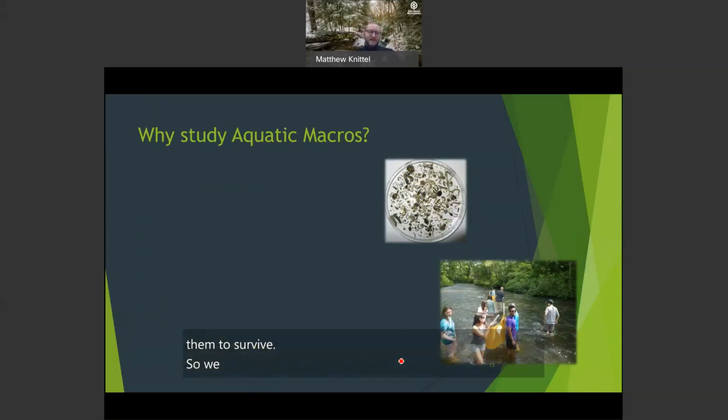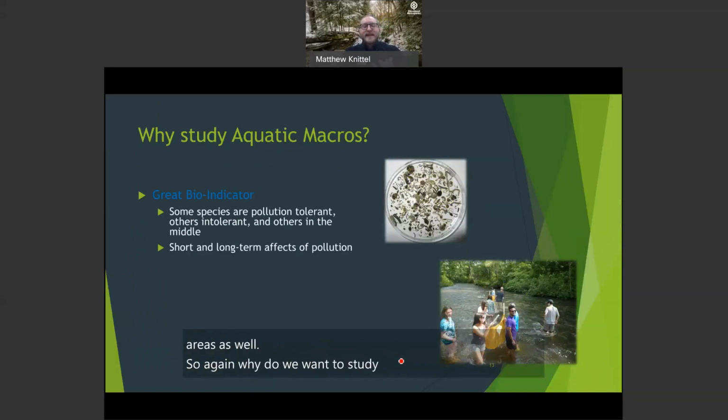So again, why do we want to study macroinvertebrates? Again, they are a great bioindicator. They're going to tell us the health of a stream. And that's important because it's an easy way to determine the health of our stream. Water is important to everyone.